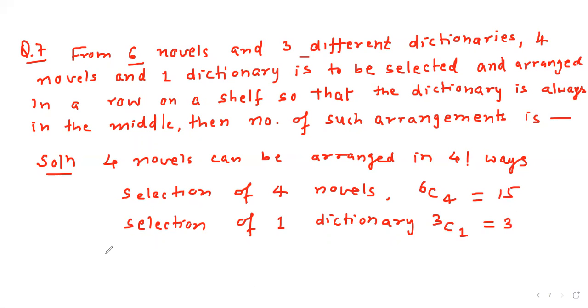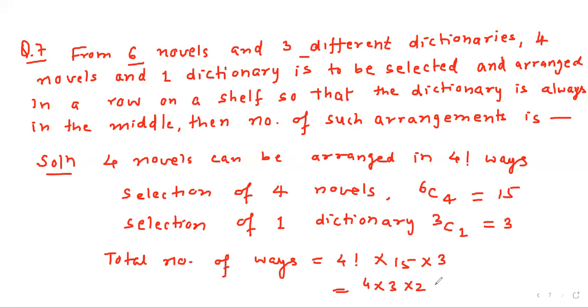So total number of ways will be equal to factorial 4 multiplied by 15 multiplied by 3, which will be equal to 24 into 15 into 3, and that will come out to be 1080. Thank you.